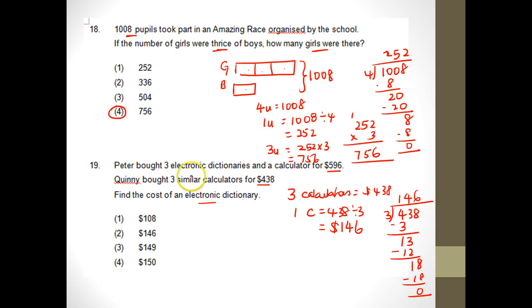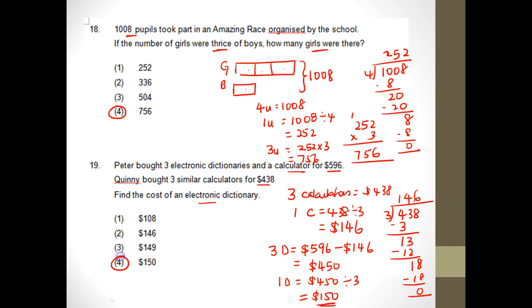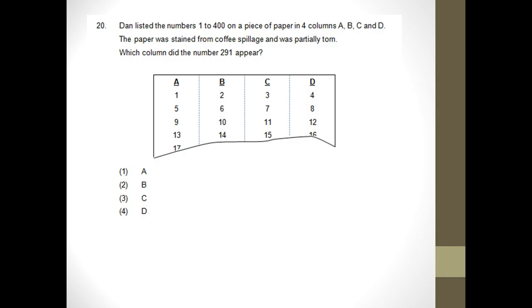So 3 dictionaries and 1 calculator cost 596. So 3 dictionaries will be 596 minus 146, the calculator. I would get 450. Therefore, 1 dictionary will be 450 divided by 3. So the answer is 150. Option number 4.